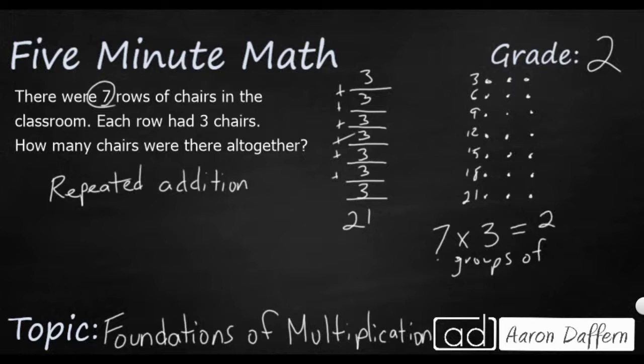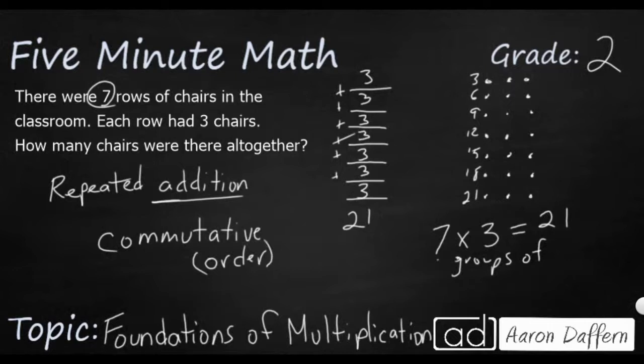Now the nice thing is multiplication is a lot like addition because it's repeated addition, and you have the commutative property. The commutative property is the order property. You can flip the order, and you can do these in any order you want to. So instead of 7 groups of 3, you can do 3 groups of 7. And so if you were to do 7 plus 7 plus 7, guess what? You'll get the same answer, 21. Let's look at another example.